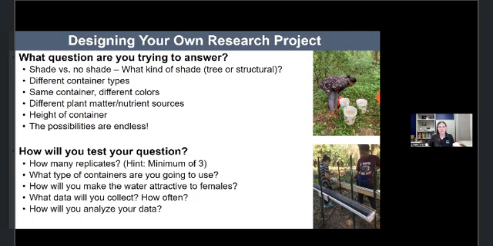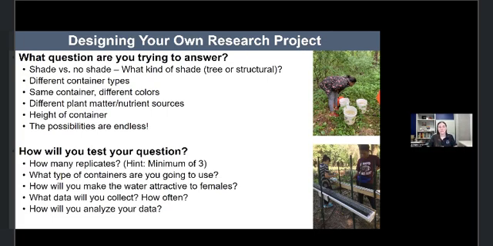What's my problem? So maybe you're interested in, are there more mosquito larvae in containers that are in the shade versus not in the shade, right? In unshaded areas. And then you have to think about what kind of shade, right? Is it a tree canopy cover for your shade? Or is it a structural shade, maybe from a building, for example? Or is there a bridge somewhere by you, right? So you need to think about that kind of stuff.